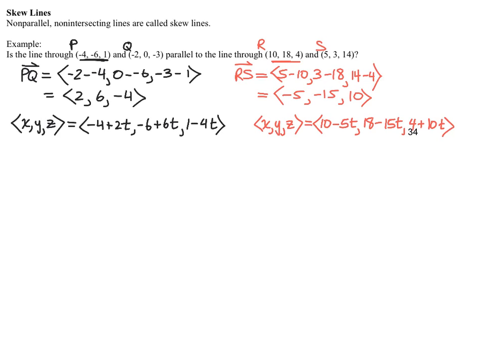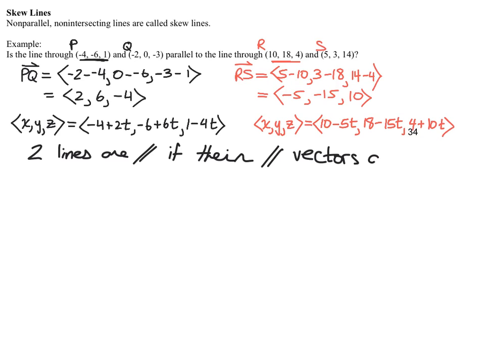I could put that away for a second. All right, so those are my two equations of lines. But again, the objective here is to determine if they're parallel to one another. Two lines are parallel if their parallel vectors are parallel. Line starts with an L. All right, that's a lot of parallel in one sentence. Two lines are parallel if their parallel vectors are parallel.